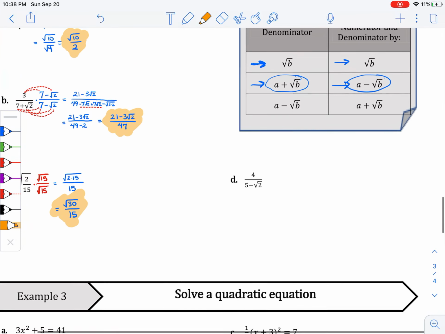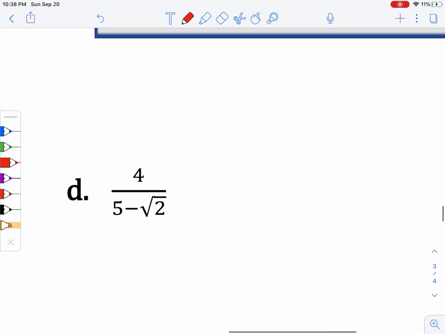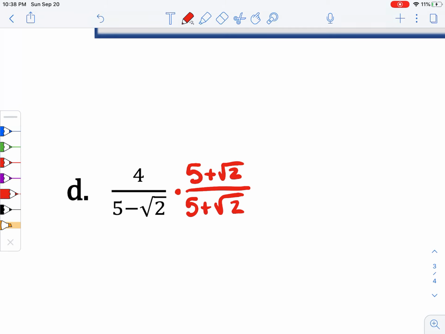The last one again, this is now in our bottom row. It's a minus square root of b. So we're going to multiply it in the form of a plus square root of b. So that would look like 5 plus square root of 2. When you multiply these, I'm going to tell you, and this I will never say again, but you can skip this step. You can just multiply your last terms and your first terms, and you don't have to do the full FOIL for these, because that middle term will truly always cancel out.